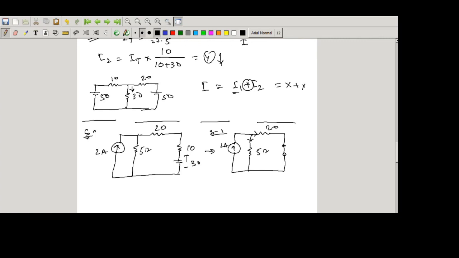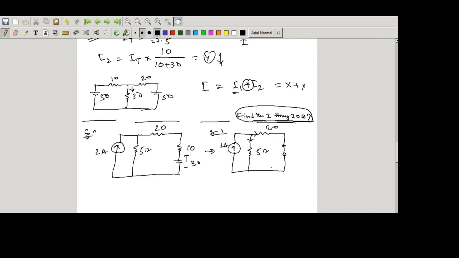Now in this question, we have to find the total current through the 20 ohm resistance. So what is the question? Find the current I through the 20 ohm resistance. That is our question. Now here we first turn off the voltage source. That's why it is a short circuit. Now the circuit looks like this.